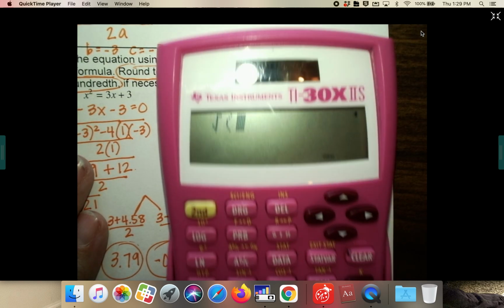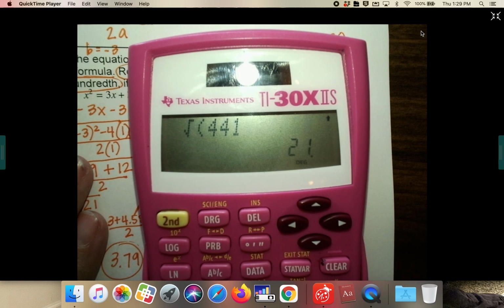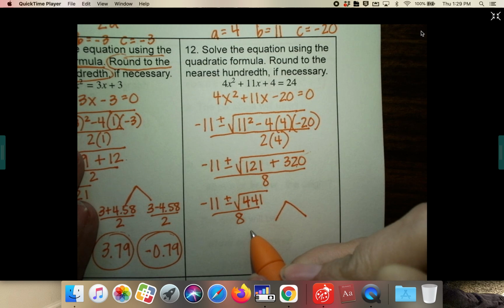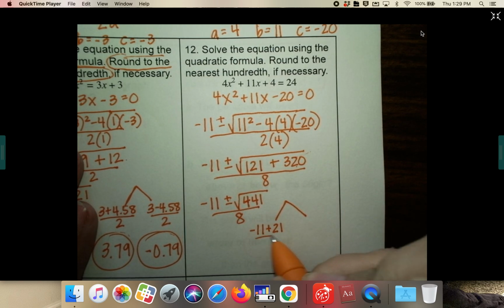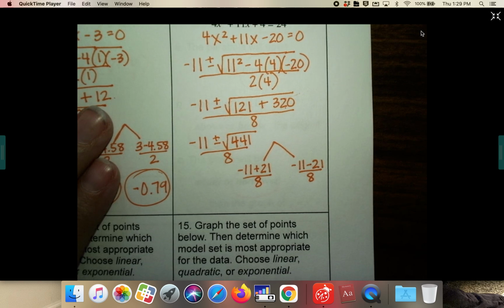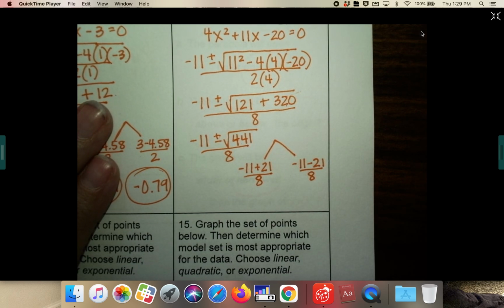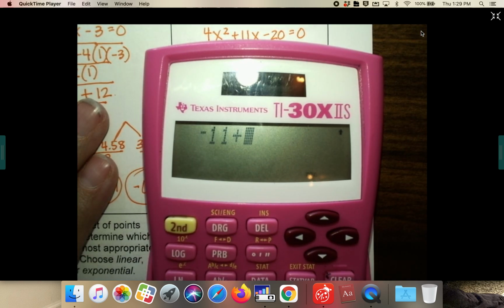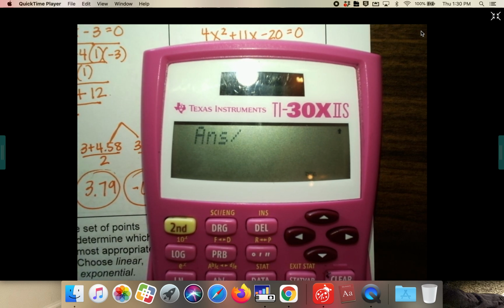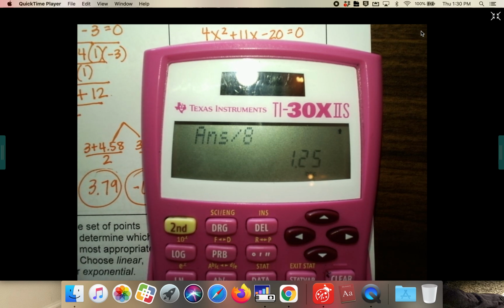Let's check and see. 441. Yes, it is. 21. So this is going to branch off and be negative 11 plus 21 divided by 8 and negative 11 minus 21 divided by 8. Since 441's square root is 21, it comes out of the square root. So I'm going to use my calculator. Negative 11 plus 21, divided by 8 equals 1.25.